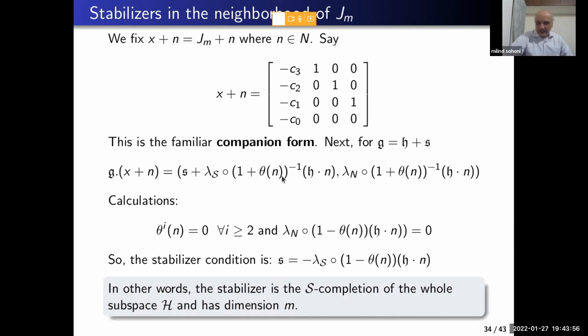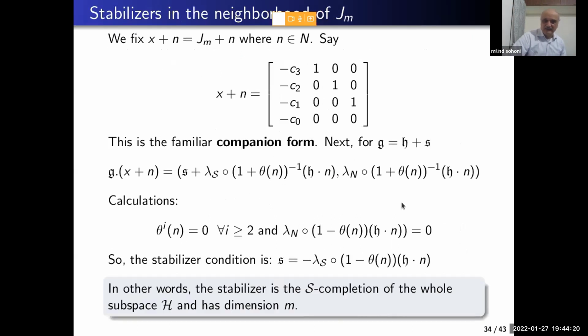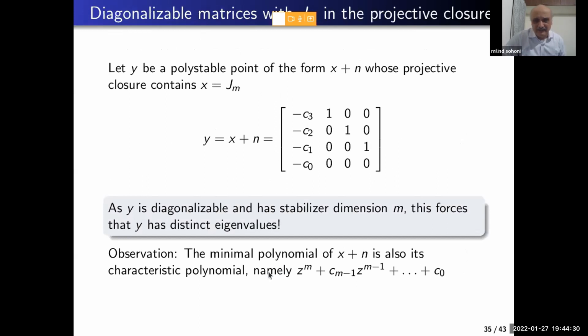By the way, note that we have chosen Jm. This is the point Jm, the top nilpotent. In the vicinity of the top nilpotent are diagonal matrices whose projective closure actually gives you Jm. But the stabilizers of the diagonal matrices and Jm are very different, and yet through the process of S completion you obtain all those things. So you have very computable notions of how to obtain the stabilizers in the vicinity. I will not go into this.